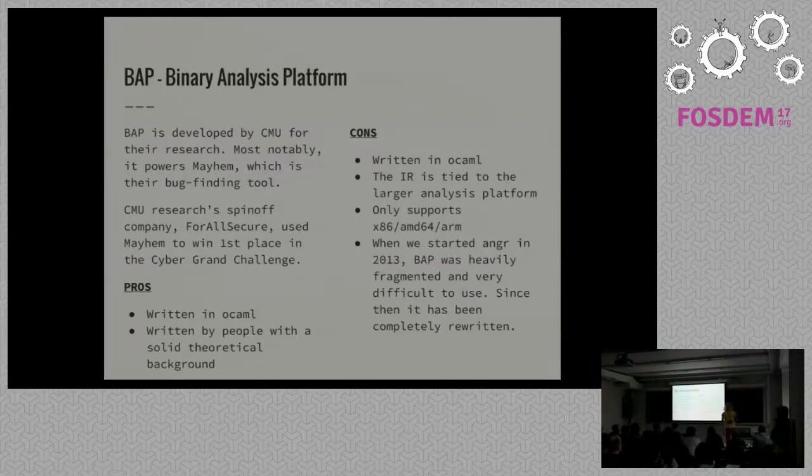First up is BAP, the Binary Analysis Platform, which is an IR that comes out of CMU, Carnegie Mellon University, also in the United States, for their research. Most notably, their bug-finding tool called Mayhem is powered by BAP. As a brief side note, CMU was originally using VEX, but they were completely unable to deal with implementing all the clean helpers and dirty helpers, so they made their own lifter. Also important to note that CMU Research's spin-off company, For All Secure, won first place in the CGC. They kicked our asses. Not by much, though.